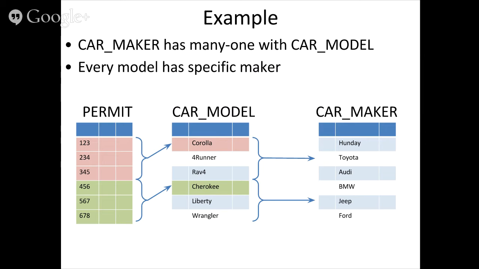And notice we have all the car models listed here, right? So we have Corolla, 4Runner, RAV4. We have Cherokee, Liberty, Wrangler. All the first three are definitely Toyotas, and the last three are all Jeeps. So there's nothing wrong with our data model here. Okay, it's perfect, right? It's denormalized.